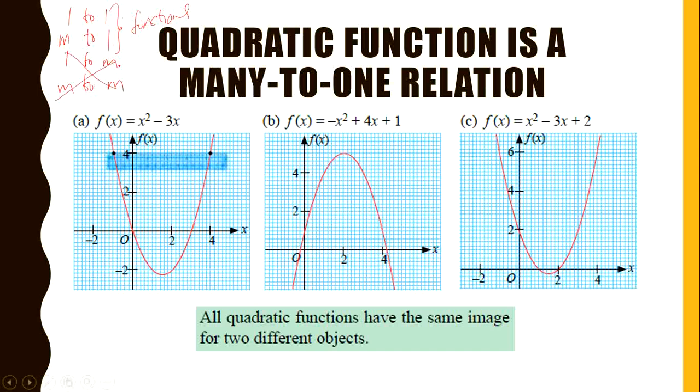Okay, yang ni bukan function. Okay, so kita tahu kat sini, quadratic function ni adalah many to one relation. Salah satu relation yang you all dah pernah belajar dulu. So, kenapa? Macam mana boleh tahu? How do we recognize quadratic function is a many to one relation?